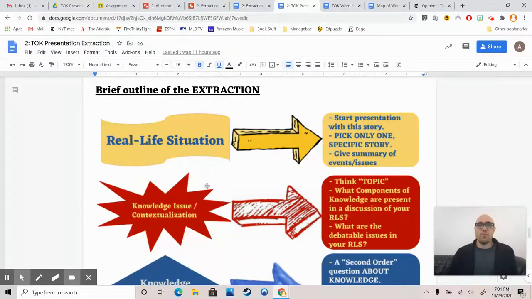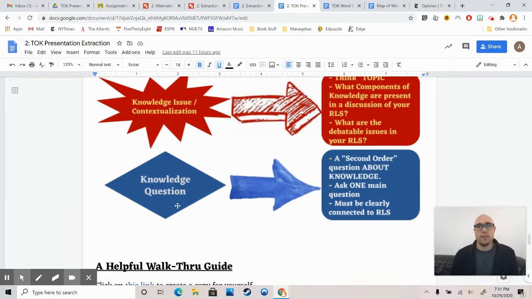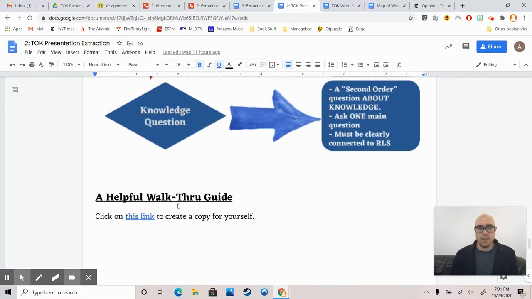A brief overview of what the extraction piece looks like. You start with the real life situation. You do that whole here's my knowledge issue. The contextualization is what some people call it as well. And then you finally end with that knowledge question.